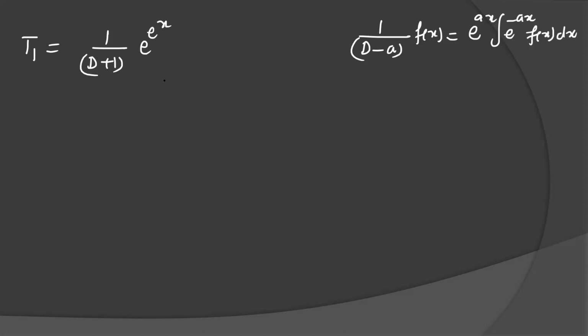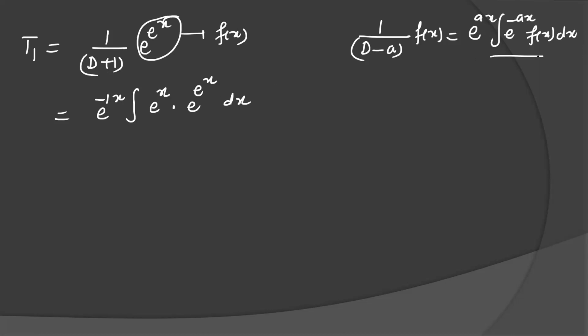Okay, so compare here. a is minus 1. So e to the power minus 1x, and inside, e to the power minus x times e to the power x, and f(x) is this one. This is actually f(x) in this case, and a is minus 1. So substitute the values in this formula.